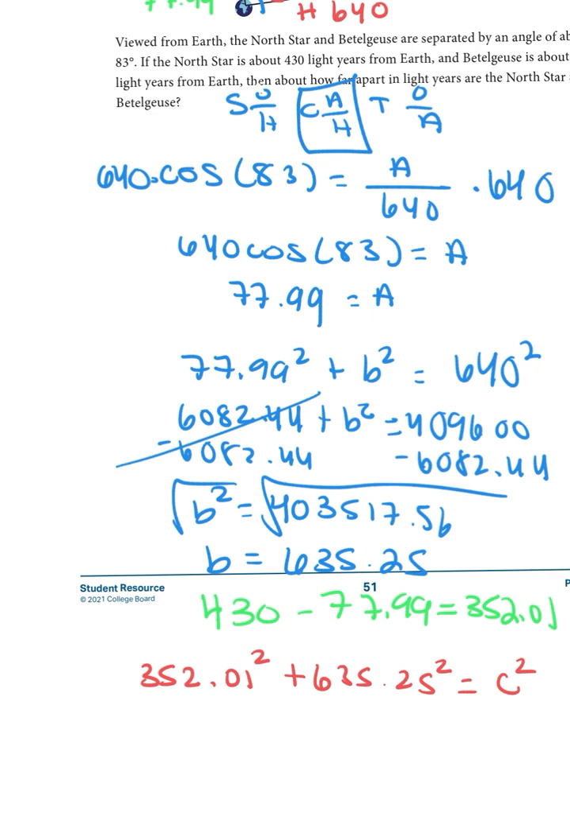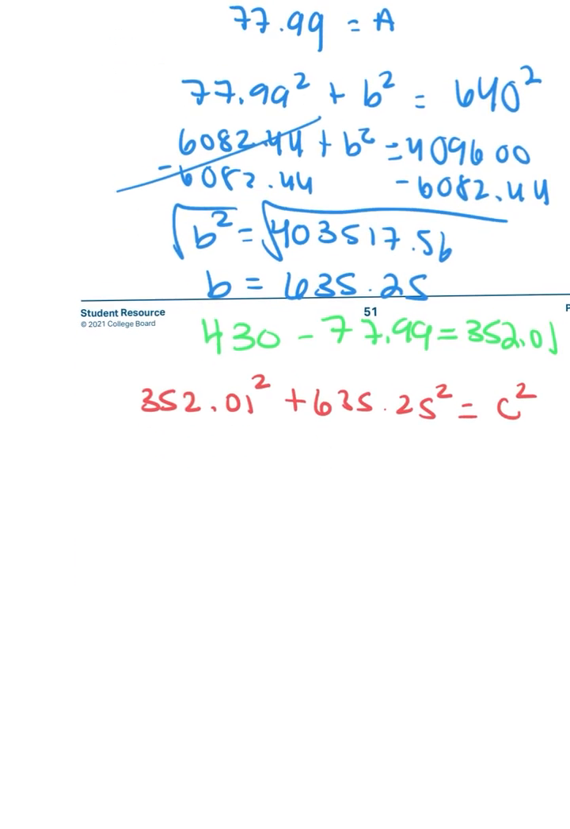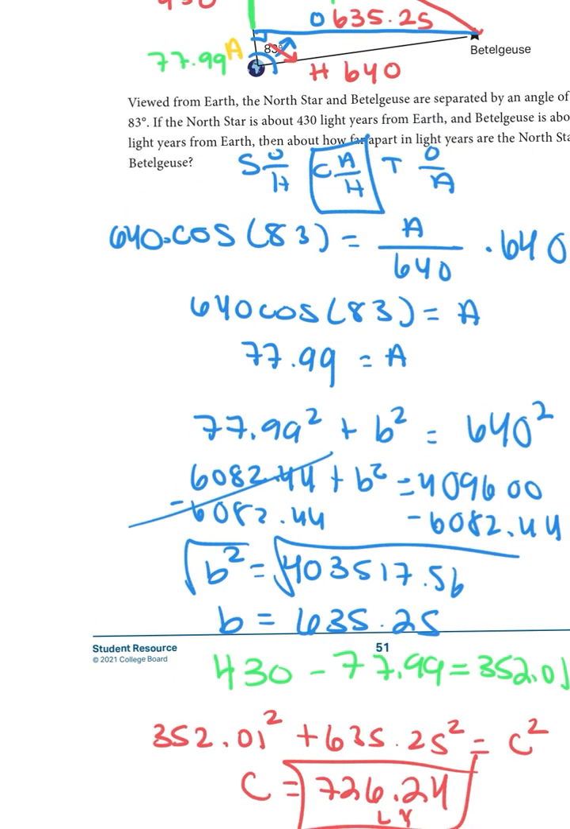And I'm gonna let you guys do that, okay? Because I don't want to make this video too long. But I'm gonna tell you what the answer is. C is gonna be equal to 726.24. And this is light years, right? So light years, LY for light years.